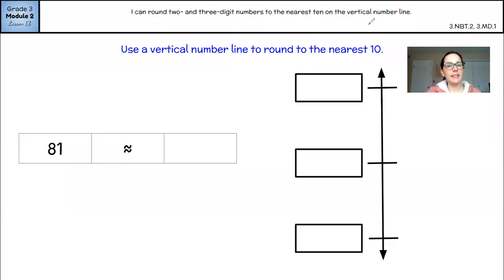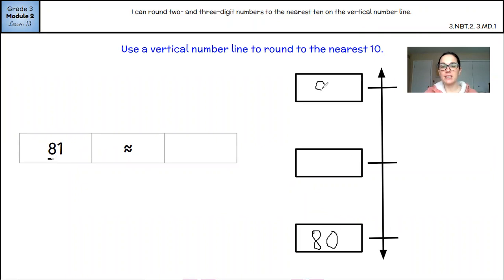Okay, now we've got 81. 81 comes between which two tens? Well, this can give me a clue. If I look at my tens place, I know it's in the 80s. So that's going to be my bottom number. And if I count 10 more, that takes me to 90, right? 50, 60, 70, 80, 90, 100. So 80 and 90. Now I have to think, what's the halfway point? Half of 10 is 5, right? So 80, 85, 90. So 85 is the halfway point.